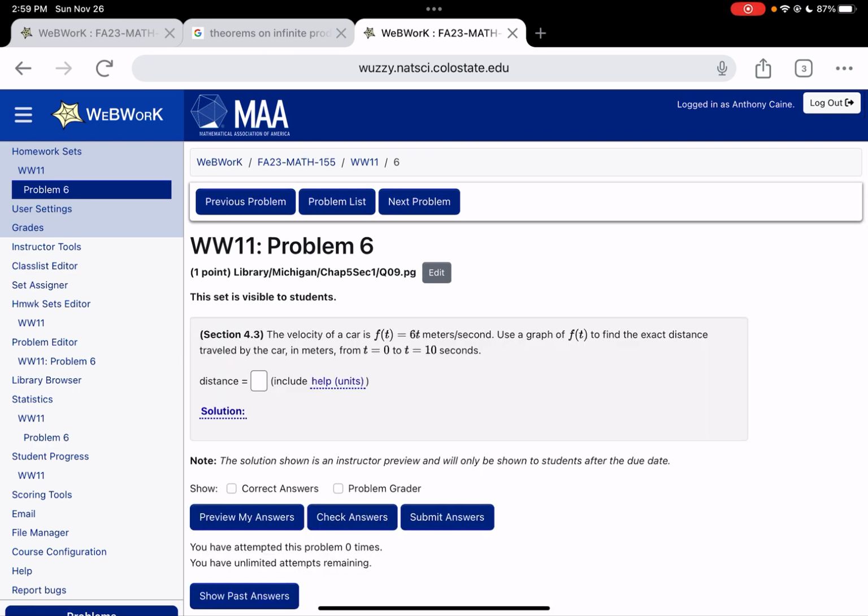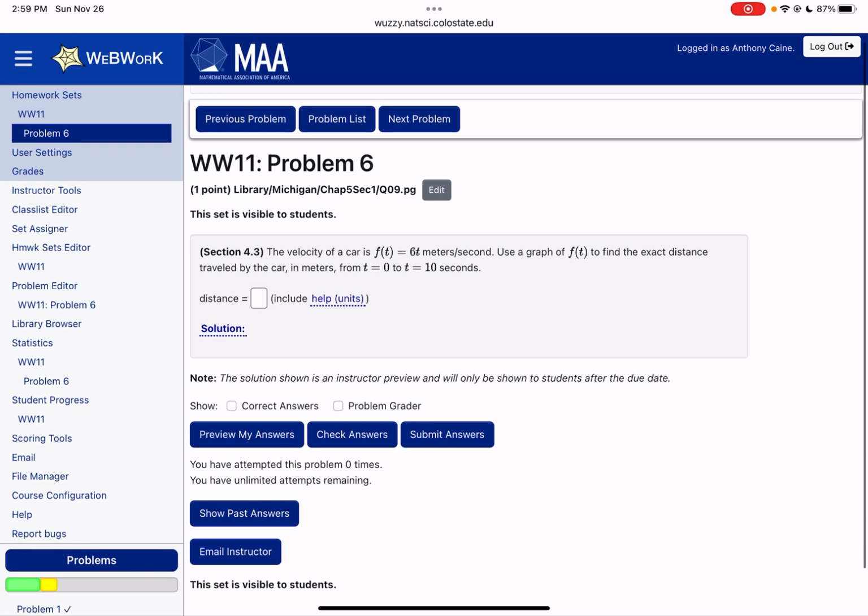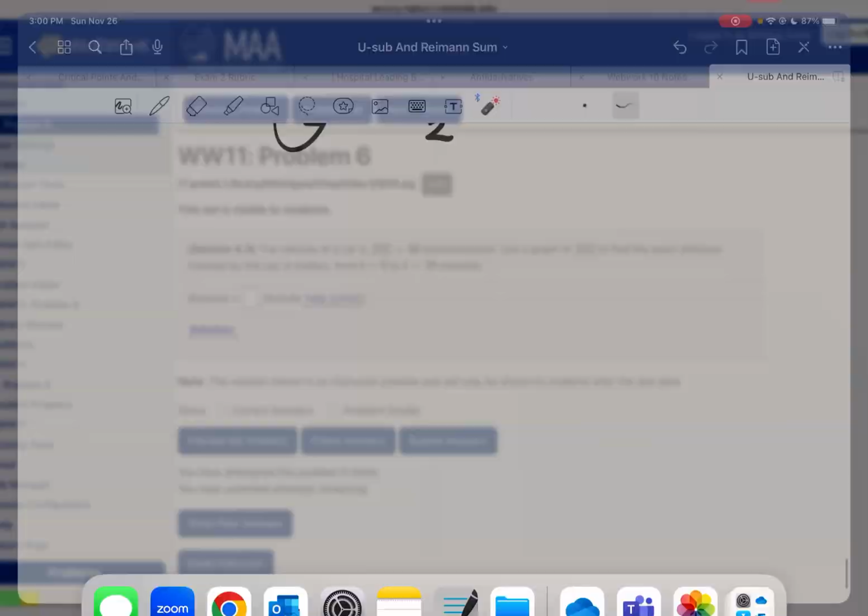Find the exact distance. Okay, so now here's the whole idea where we're headed with the interpretation. This will be the last problem I do, and then we can flesh out all the details in class sometime. All right, so the velocity of a car is given by f of t equals 6t meters per second. Use the graph to find the exact distance traveled by the car from 0 to 10 seconds. Okay, so here's the idea.